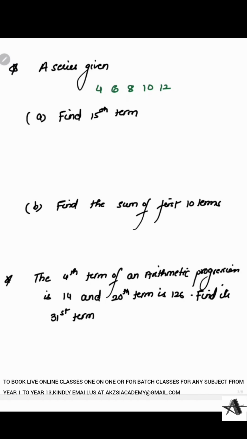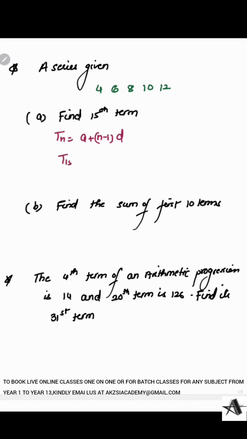Now we are doing questions. In arithmetic series you only need to know how to calculate the nth term and the sum of starting n terms. The question says a series is given by 4, 6, 8, 10 and 12. Find the 15th term. We just saw A plus n minus 1 D gives you the nth term. So for the 15th term I need to replace n with 15.